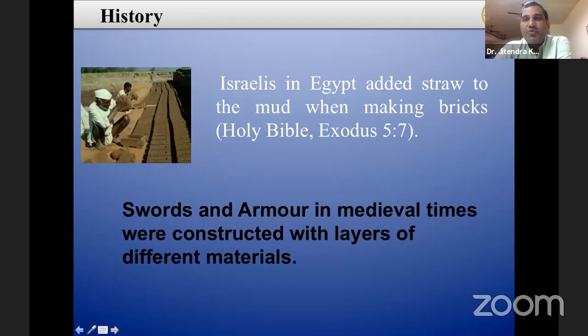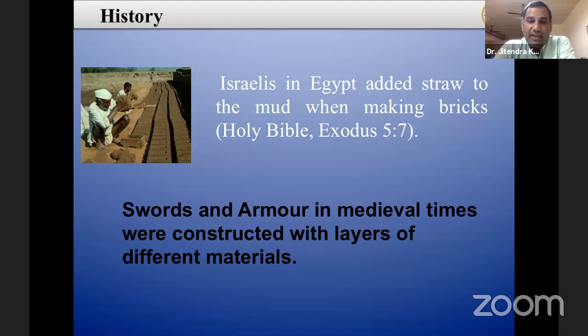Let us move ahead and begin with the history. Composites did not come only now; they existed in earlier ages. Even in the Holy Bible it is written that the Israelites in Egypt added straw to mud when making bricks. So the bricks you are seeing are all composite material.